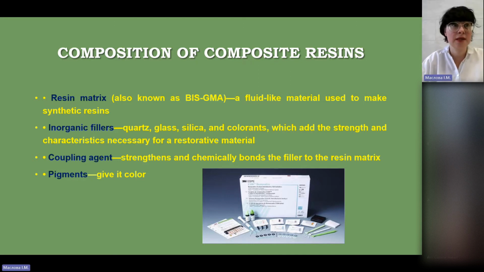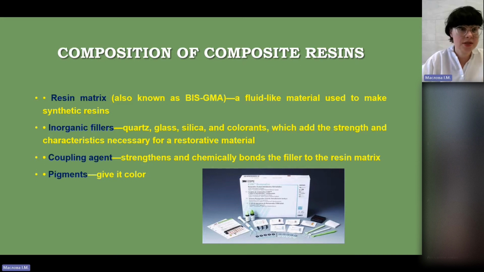Composite resins include properties such as the highest aesthetic characteristics, the highest mechanical characteristics, and the higher levels of adhesion in comparison to amalgam, for example. But not the highest level of adhesion, because there exist glass ionomer cements with chemical adhesion to the hard dental tissues.